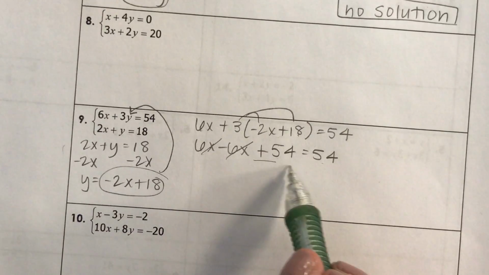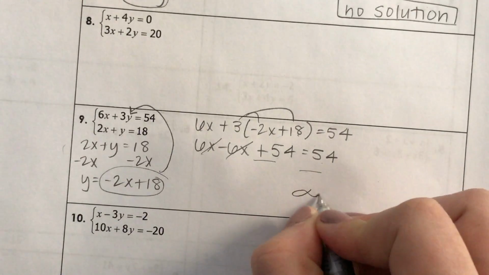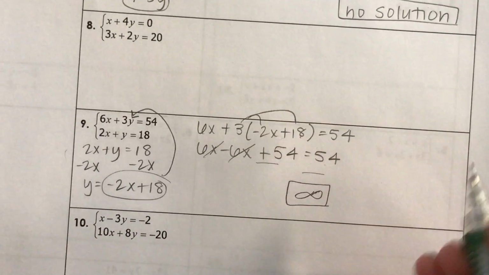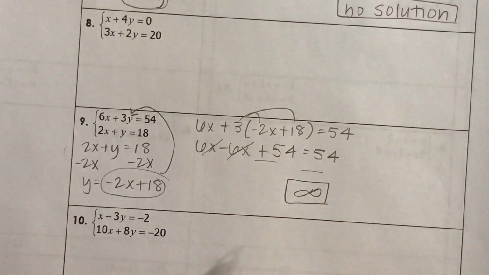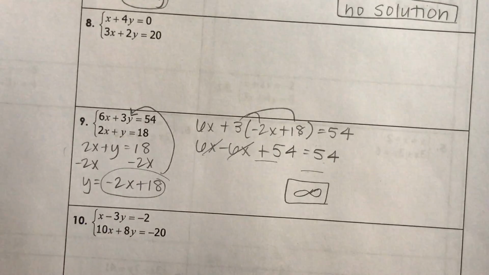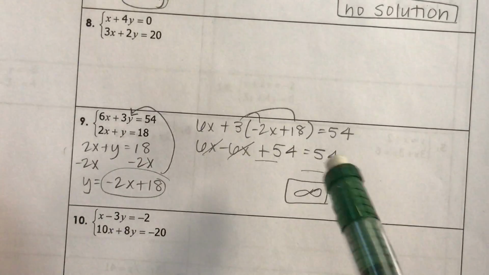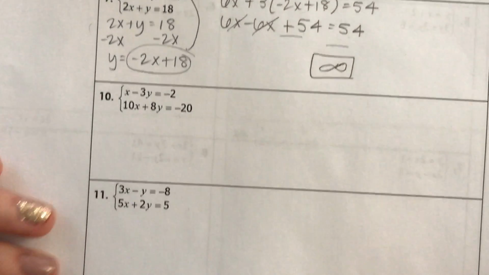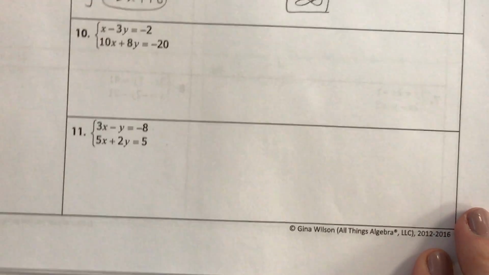So whenever I have a number equals itself, that means I have an infinite number of solutions. So I don't have one specific solution. That means these two lines are the same. Okay, they're the same lines. So they have an infinite number of solutions. Okay, so let's do one more, and then we'll be done.